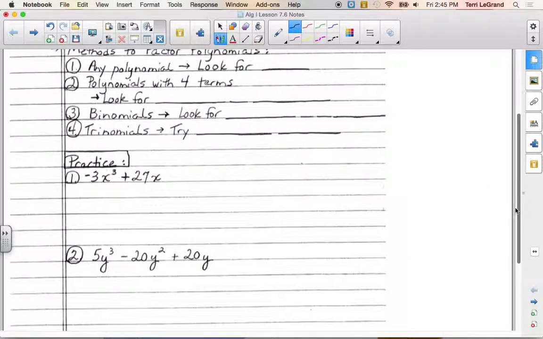Now, there are 4 methods that we have learned. Doesn't mean you're going to use all 4 methods every single problem, but you're going to run through these steps. These are the things you're going to process through to help you decide, have I factored it completely? The first thing I always want you to do, always, is check to see if there is a GCF. Look for a GCF. Can you GCF that polynomial? And if you can, divide that GCF out, and then go from there.